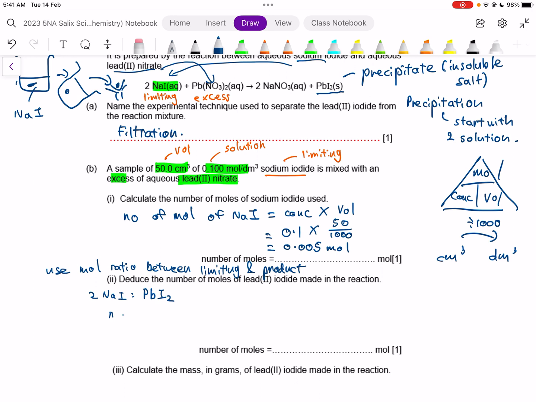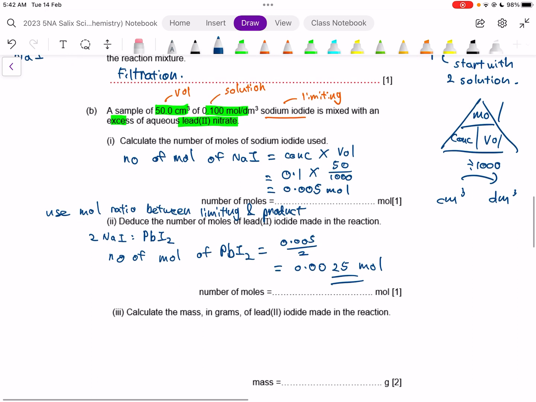So the number of moles of your lead(II) iodide, based on your sodium iodide, which is the limiting, is this: 0.005 divided by 2, so that's 0.0025 moles. So that's the final answer for part 1.